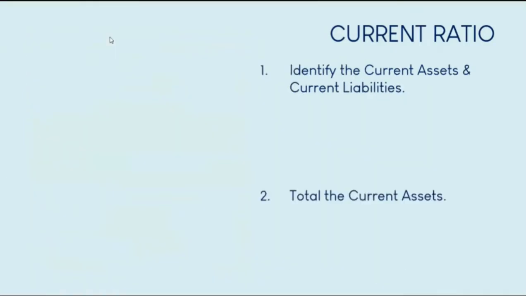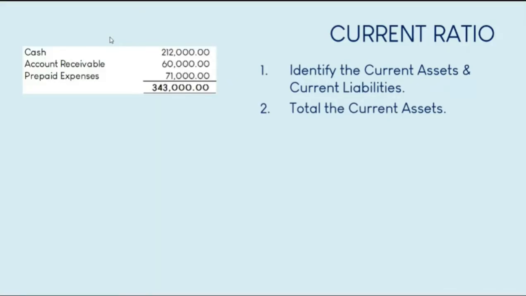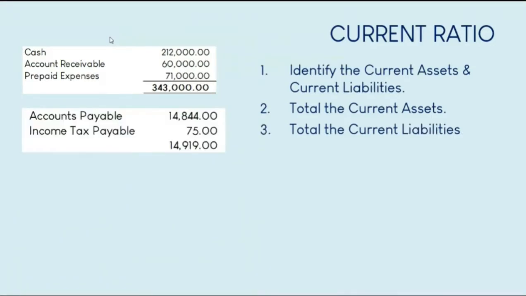The second step is we need to total our current assets. So 212,000 plus 60,000 plus 71,000 is equal to 343,000. After that, we total the current liabilities: 14,844 plus 75 is equal to 14,919. The fourth step is we do the ratio, the current ratio. We compute the current ratio by dividing the total current assets by the total current liabilities.